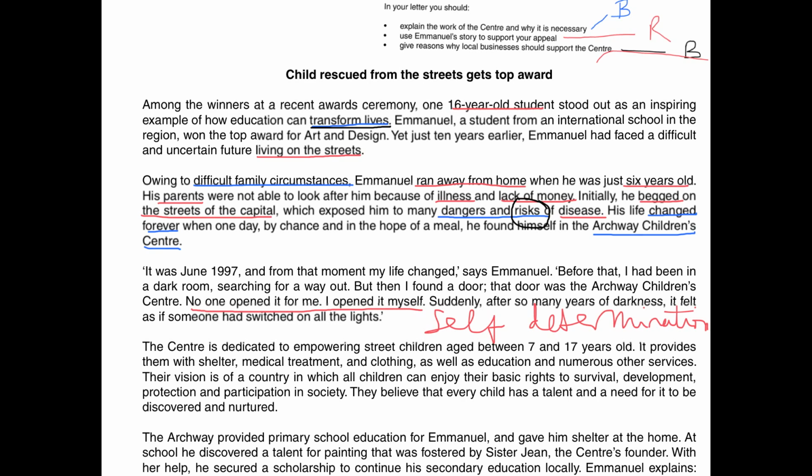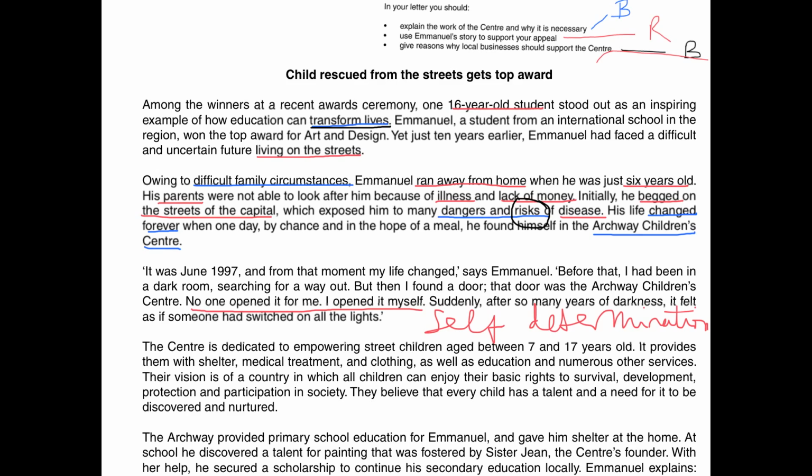Right, next paragraph. The centre is dedicated to empowering street children aged between 7 and 17 years old. It provides them with shelter, medical treatment and clothing, as well as education and numerous other services. Their vision is of a country in which all children can enjoy their basic rights to survival, development, protection and participation in society. They believe that every child has a talent and a need for it to be discovered and nurtured.